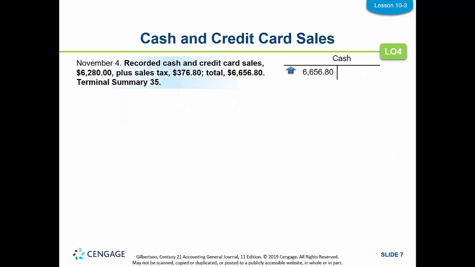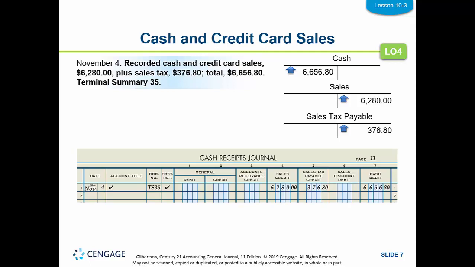So we take a look at November 4th, recorded cash and credit card sales of $6,280 plus sales tax for a total, using terminal summary 35. So we have cash being debited. Now take a look at our sales number. Sales is only $6,280 because we have to break that part out. Cash is $6,600. I can't say it today. And here we have our sales tax is going to be credited as well. So I have 2 credits to 1 debit.